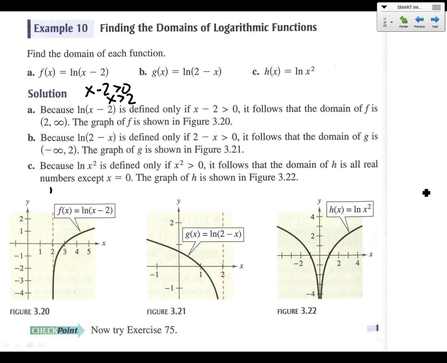And so if we look down on our graph, we'll see that right here. It's got to be to the right of x equals 2. So we have a vertical asymptote at x equals 2.